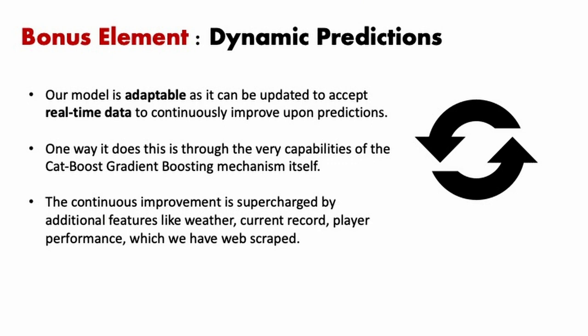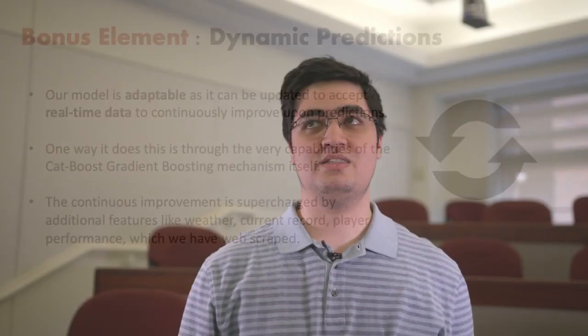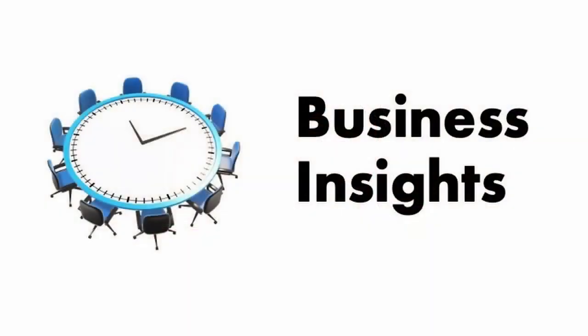Moving on to the bonus element, we created a dynamic prediction model that is adaptable, can update in real time, and, most importantly, continuously improves upon predictions. One way we do this is through the capabilities of gradient boosting, specifically in CatBoost. The mechanism allows us to emphasize misclassified samples more, and in this way iteratively improve the training process, leading to better test results. We also improved our dynamic predictions by utilizing factors such as weather, current record, and player performance, and we were able to gather this data through web scraping various sources.